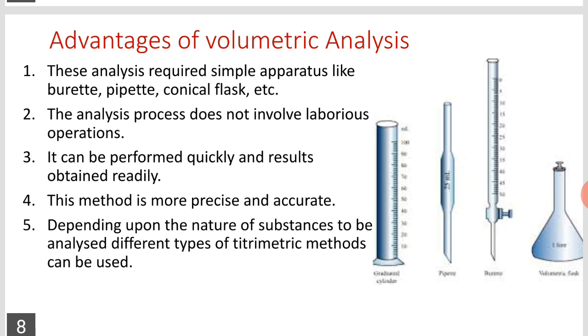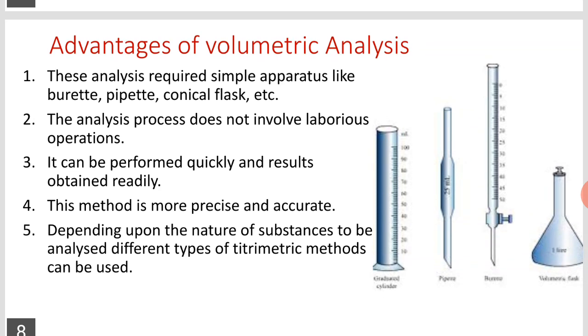Depending upon the nature of the substance to be analyzed, different types of titrimetric methods can be used, like acid-base titration, redox titration, precipitation titration. The nature of the substance we want to titrate decides the method of titration. So this is regarding some terms involved in volumetric analysis. In the next lecture, we will see some more terms used in volumetric analysis, like standard solution, primary standard solution, and many more.